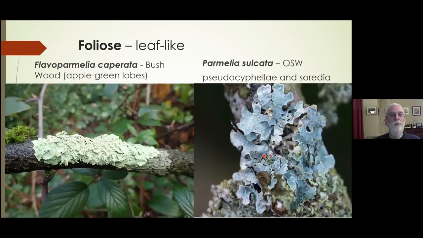On to foliose or leaf-like lichens. Now, this is one of my favorites, really, of the foliose type. It's called Flavoparmelia caperata. And this is on a low-hanging branch in Bushwood. It has apple green lobes. You can see quite broad lobes. Again, this is probably 3 inches across, perhaps.